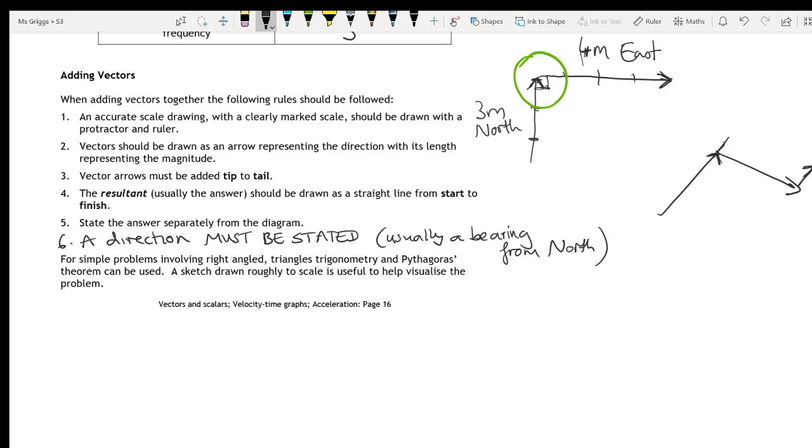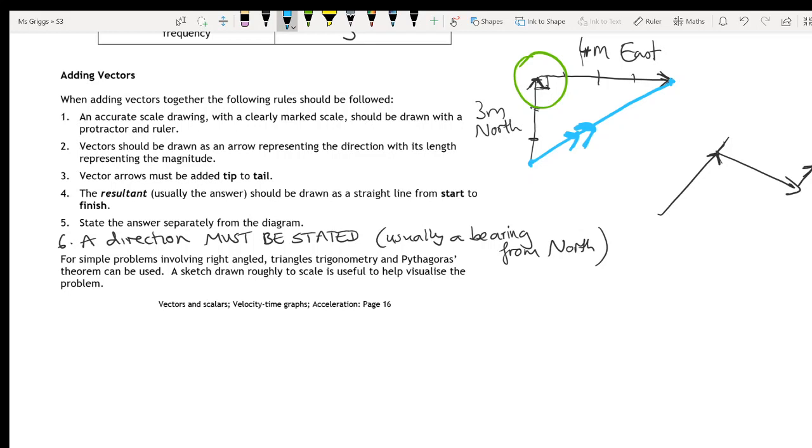Rule 4: the resultant, which is usually the answer, should be drawn as a straight line from the start to the finish. I always draw the resultant in a different colour. So that's my start, and that's my finish, and that's my resultant there. I always do 2 arrows on it just to show that it's different to the original arrows. Rule 5: state the answer separately from the diagram.